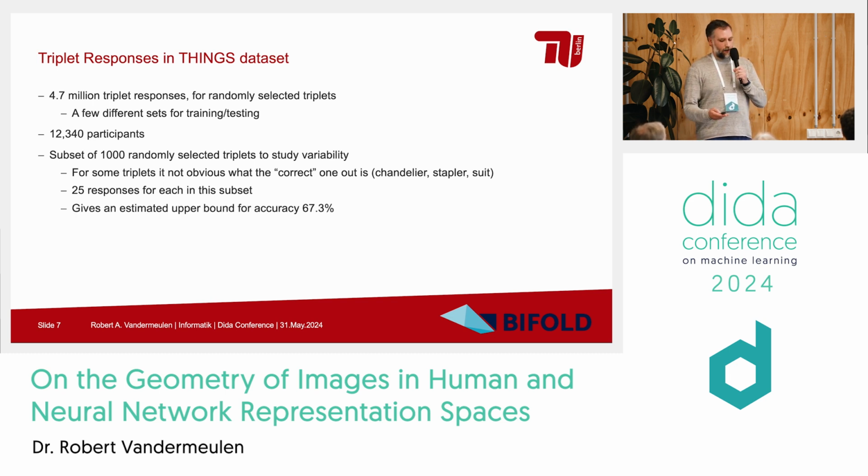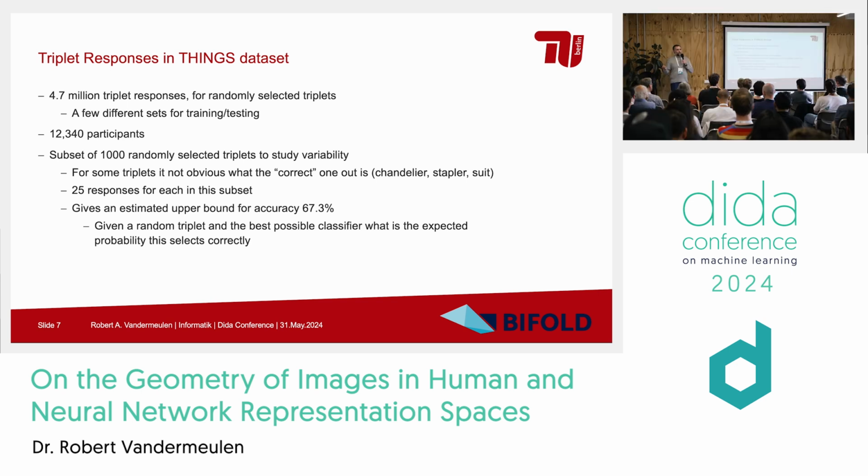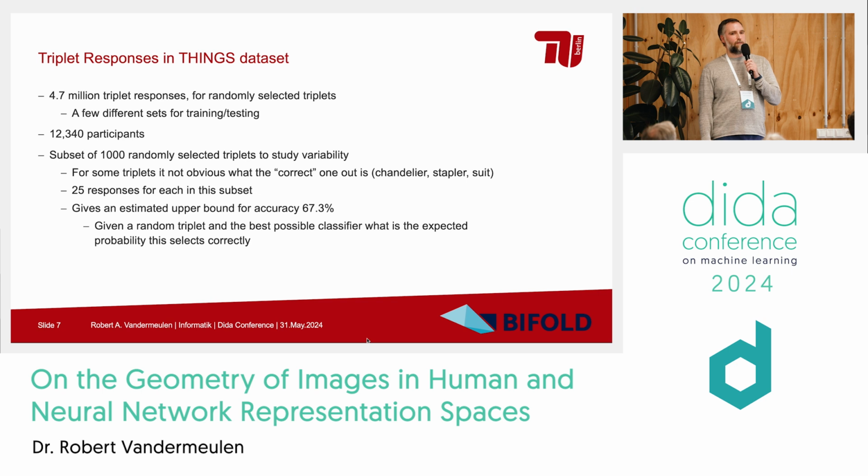And using this, we can get a very good estimate of the upper bound of the ability to make a classifier that correctly classifies what a prediction would be. In particular, given a random triplet and a random subject, what's the best you could do? What's the best accuracy you could get for predicting what that subject would predict? And we get 67.3. This number is kind of interesting. It's maybe not as high as you would think it would be, but random guessing gets you to 33%. So there's a lot of consistency, but there's also quite a bit of noise.